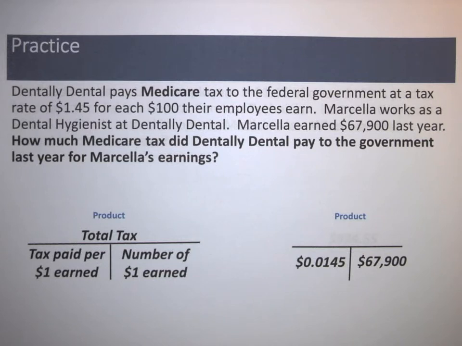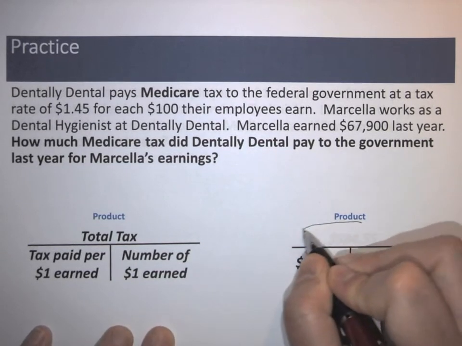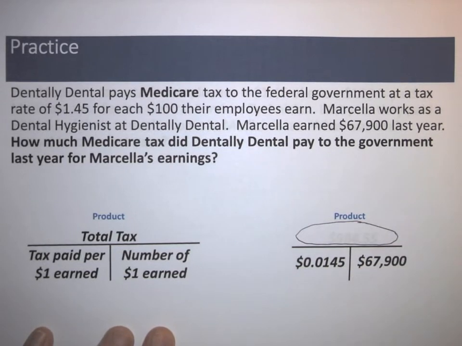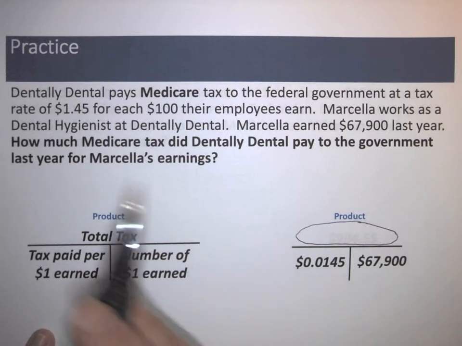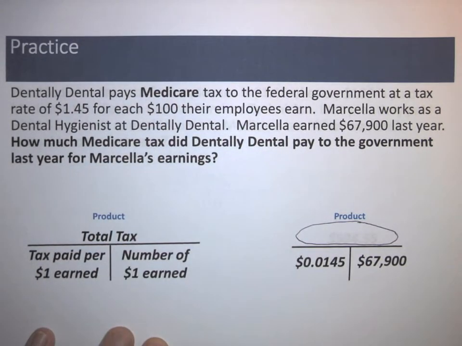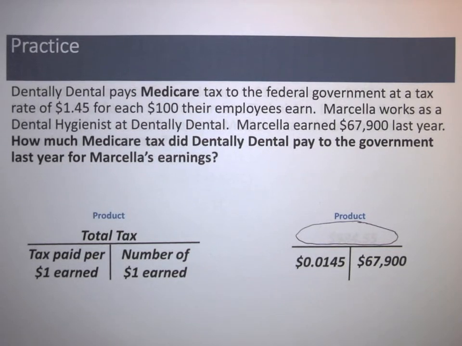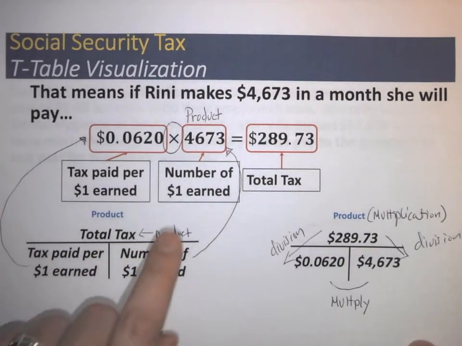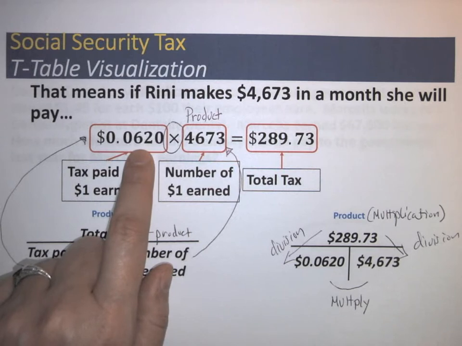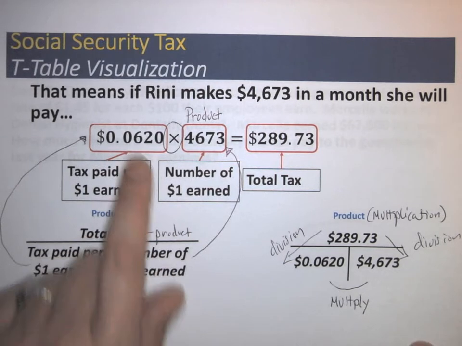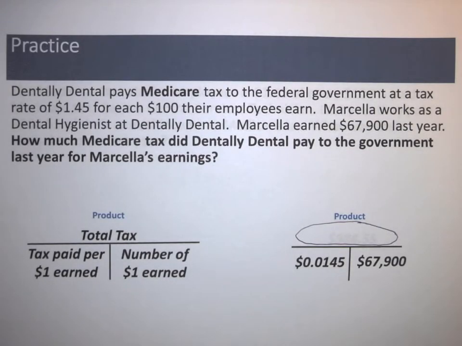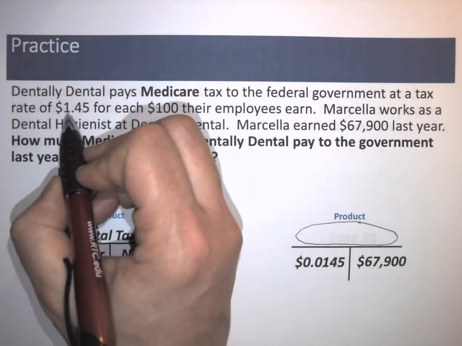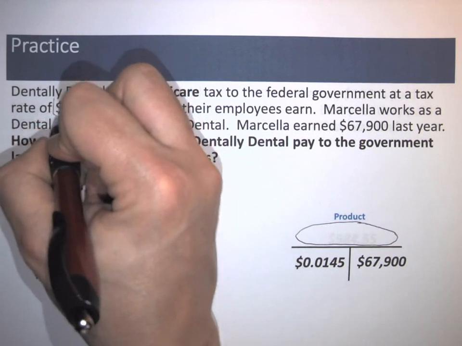All right, so in this one I can see that I'm missing the total tax. That's what we're looking for. So I just need to use this product relationship of multiplication. And now we're going to look at Medicare instead. So we were looking at Social Security, but now we're going to look at Medicare. Dentally Dental pays Medicare tax to the federal government at a tax rate of $1.45 for every $100 their employees earn. So in this one, when we were looking at Social Security, this was $6.20 for every 100, or a little over 6 cents for every dollar. So we can use that same idea looking at Medicare, but now instead of $6.20 for every 100, it's $1.45 for every 100.